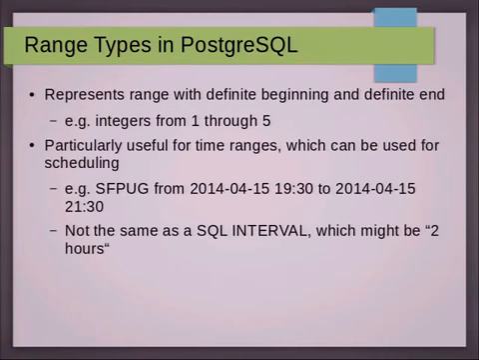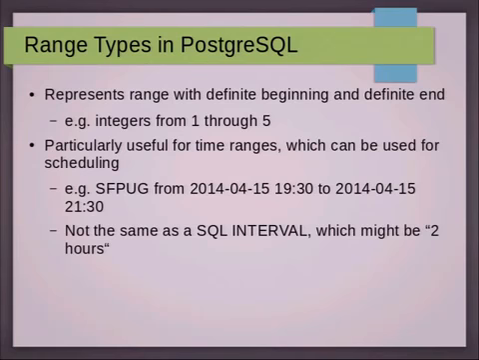Range types. I'll be jumping into a couple of examples here. I've given talks on this by itself, but just the quick version is that it defines a range of values with a definite beginning and definite end. The ends could be inclusive or exclusive, and there are a few other details.